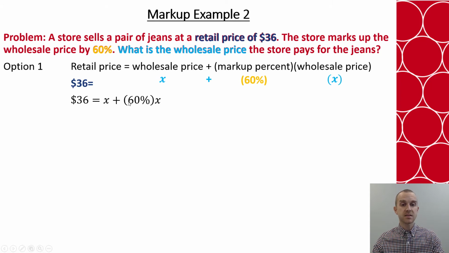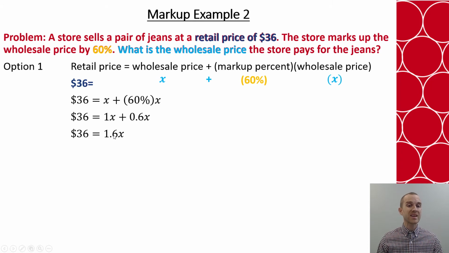Now I can't deal with percents in an equation. I have to change them to their decimal form. So this would become 1x plus 6/10 x. And 1 plus 6/10 gives me 1 6/10 x. So that's a very key step right there, is understanding to change the percent to a decimal so that I can add my two unknowns.